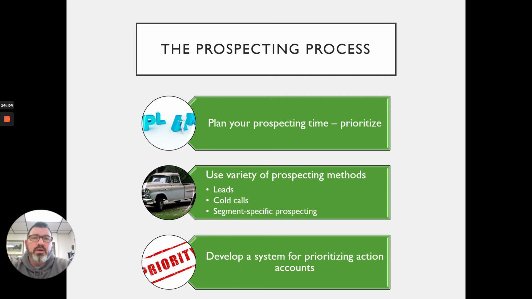And then last is what we call segment-specific prospecting. That would be when you have a particular product in your product line that you are probing prospects out there with, trying to break into the marketplace with a particular product line in order to help establish a foothold, kind of that penetrating the market concept.